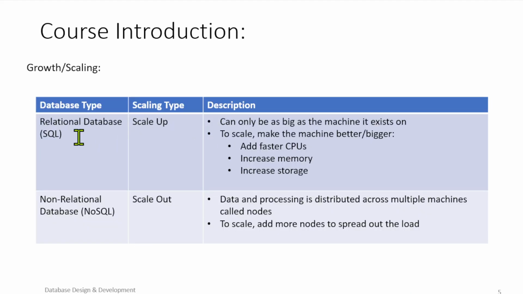So just remember, relational databases scale up, and can only be as big as the machine they're on. You need to add things to the machine, whereas non-relational databases scale out. They scale out across nodes of cheap commodity systems. Hadoop is a major thing to think about when you're thinking of that.